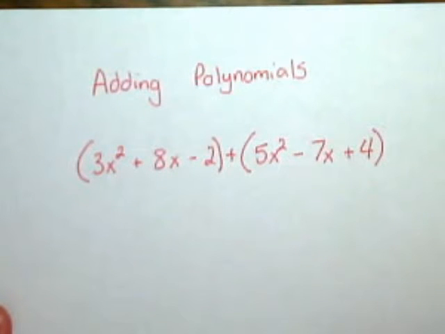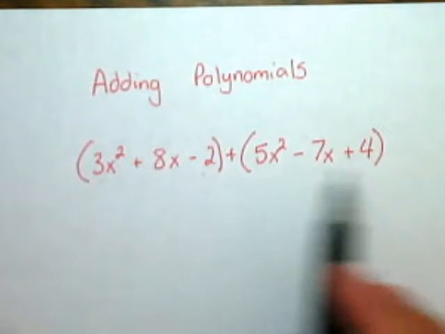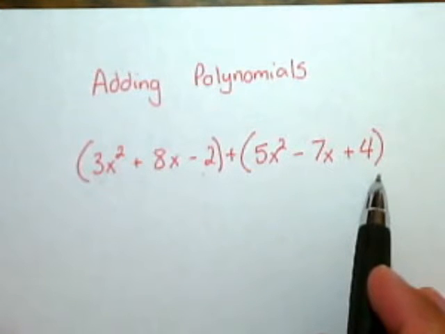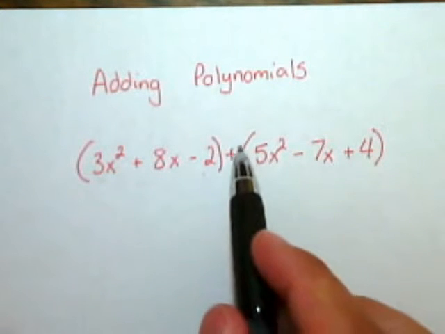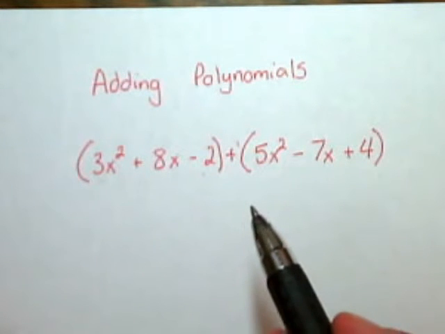Okay, today we're going to talk about adding polynomials. Right here we have one polynomial and then we have another polynomial. We know we are adding the polynomials because of the sign in the middle. That shows us we are adding the polynomial.